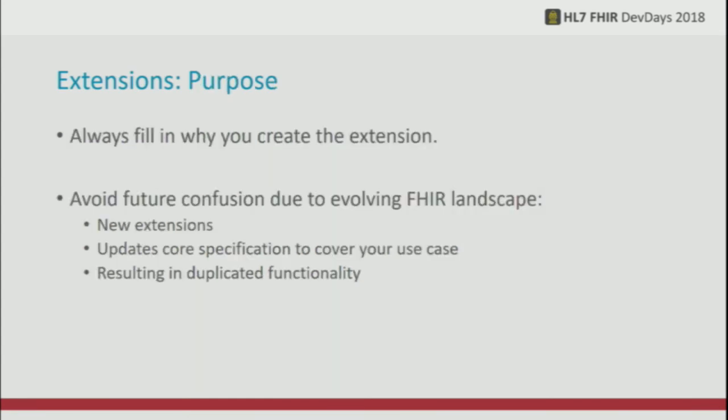Always write the purpose of your extension, not only for your implementers to know why you actually extended a patient or a structure definition, but also for yourself. When you go to a new version of FHIR, you know which extensions you can throw away, for example. So you still know why you extended a patient with this element, and maybe in R4 this element would be included in the core specification, so you can strip that out and you have one extension less.